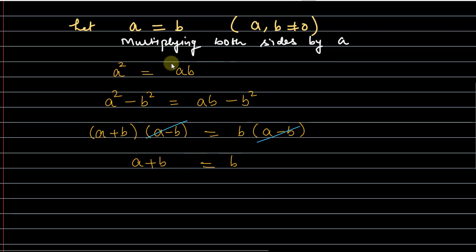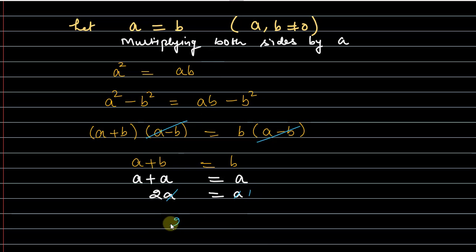Now since we assumed a and b are equal, we can replace b by a, which will give us the result that 2 times a is equal to a. Now the same factor we can again cancel one time, which will give us the result that 2 is equal to 1. How is it possible?